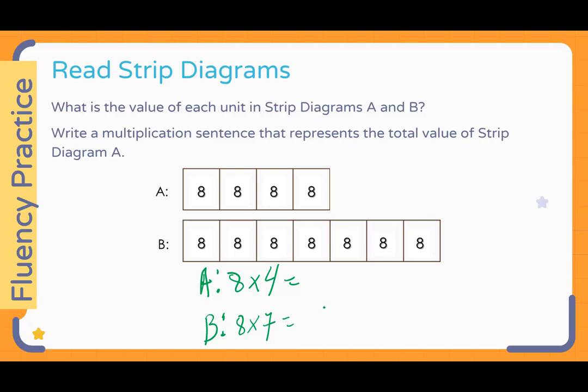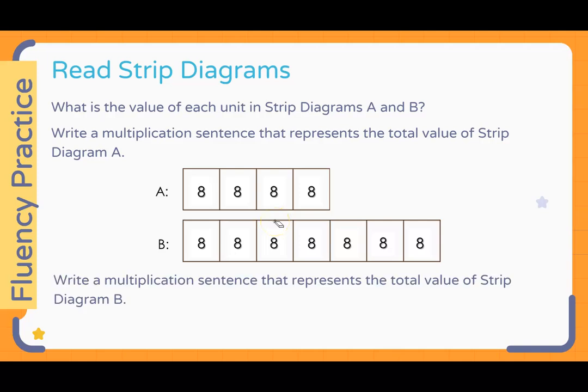So I'm just counting by 8s. 8, 16, 24, 32. 8, 16, 24, 32, 40, 48, 56. So 8 times 4 equals 32, and 8 times 7 equals 56. Okay? Again, if I'm going too fast, pause it, rewind it, whatever you need to do.